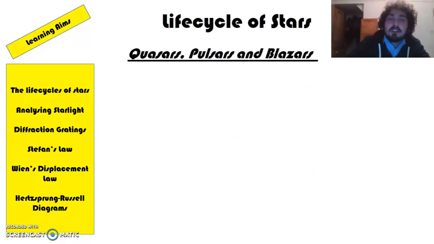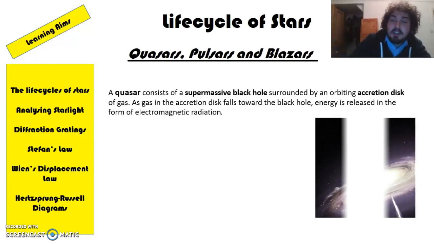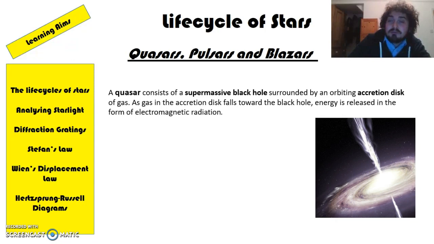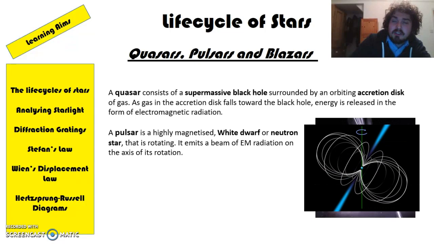Anyway, quasars, pulsars, and blazars, some interesting phenomena. A quasar consists of a supermassive black hole surrounded by an orbiting accretion disk of gas. The gas in the accretion disk falls towards the black hole and energy is released in the form of electromagnetic radiation. And it looks like that. Right. A pulsar, a highly magnetized white dwarf or neutron star that is rotating, emits a beam of EM radiation on the axis of its rotation.